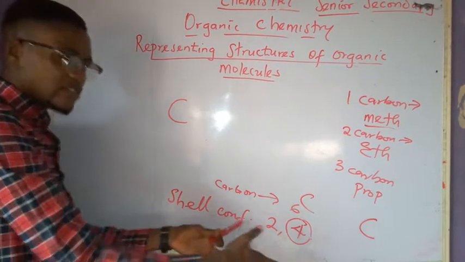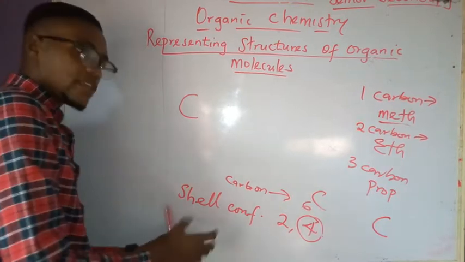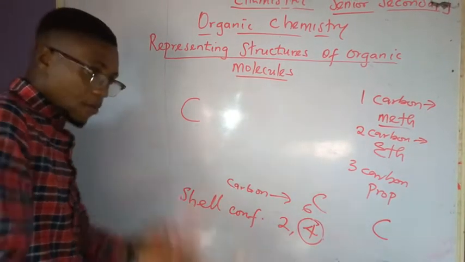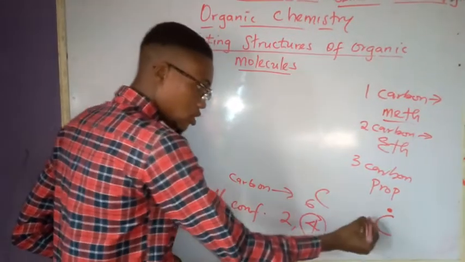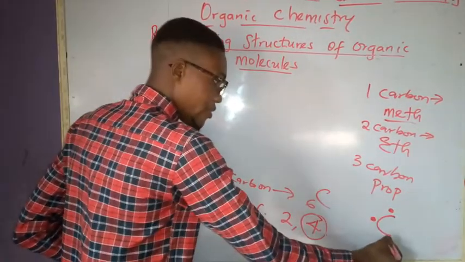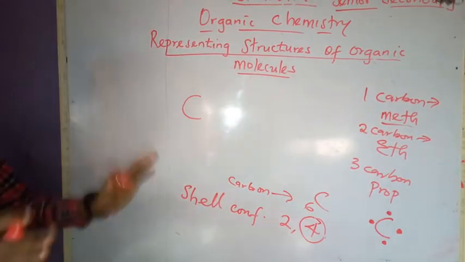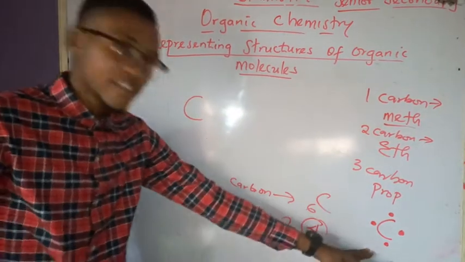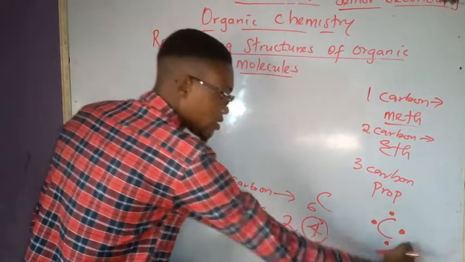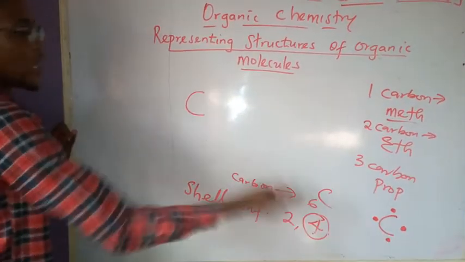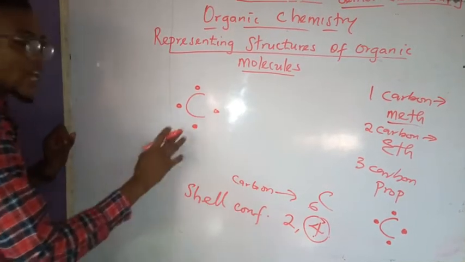Let me distribute this according to Aufbau's principle and Hund's rule. I will fill singly before pairing. So let me fill singly. 1, that's 1 electron for this 4. 2, 3, and 4. So organic chemistry is majorly about carbon. Please take note of that. It's all about carbon. So I have 4 electrons here. 1, 2, 3, 4. Let me split it out here. 1, 2, 3, 4 for carbon.